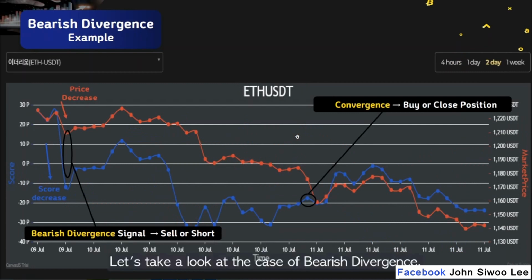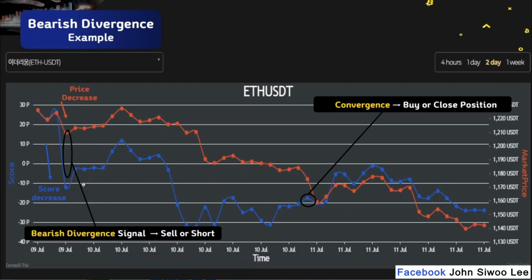Let's take a look at the case of bearish divergence. First, the market price fell slightly, but the score dropped very significantly, which can be interpreted as a sell or short signal. Again, you could wait to enter the position at a price close to the high. Otherwise, increase the average sell price by investing in instruments. You can make a profit by buying or closing the position when the two lines start to converge together.